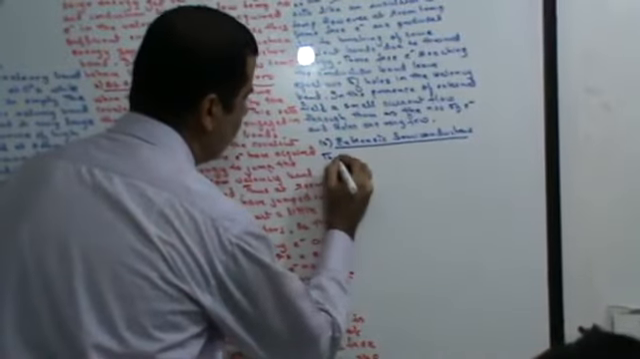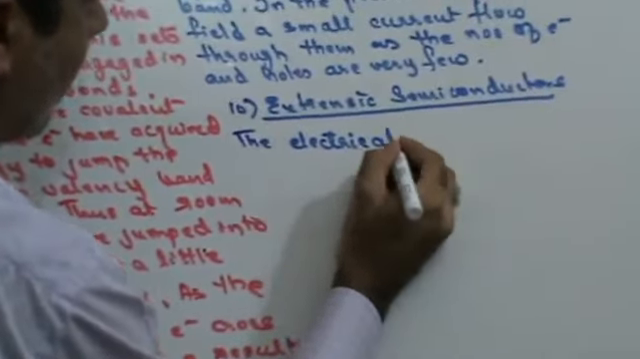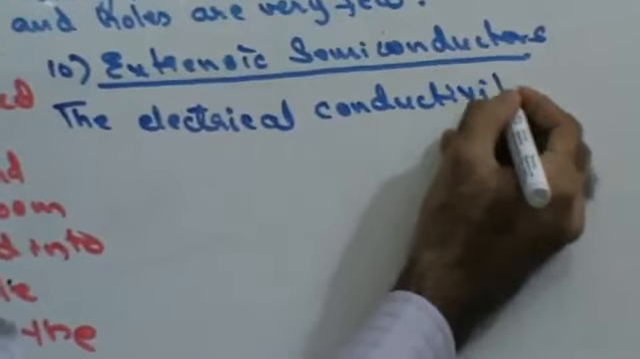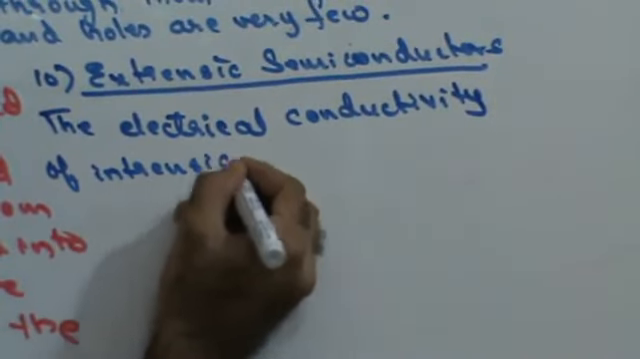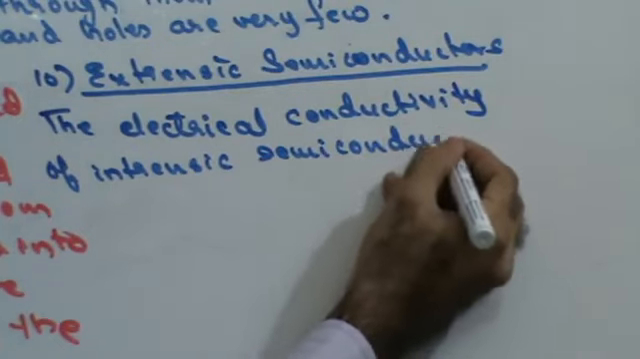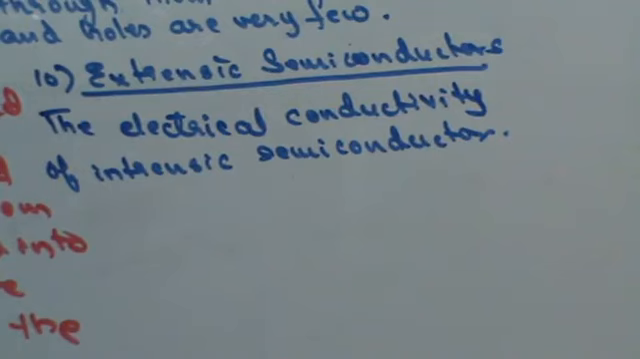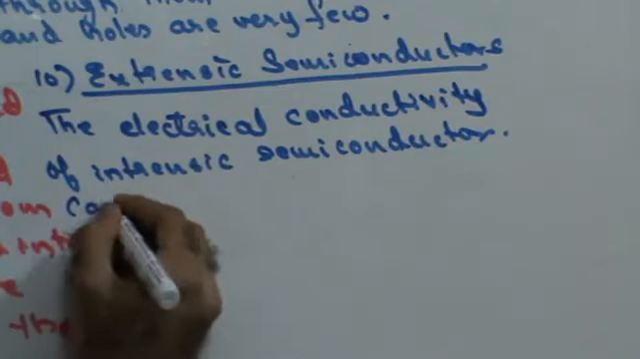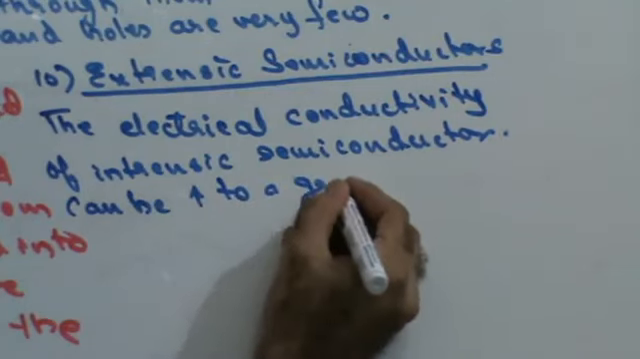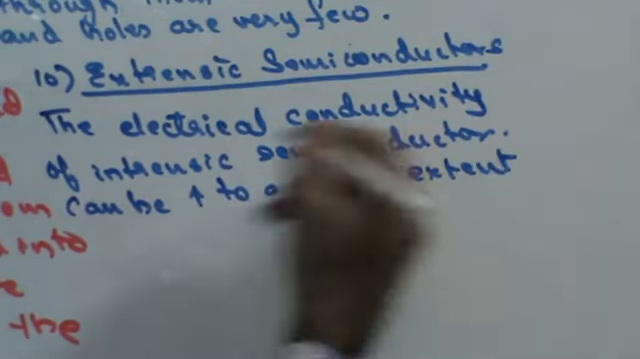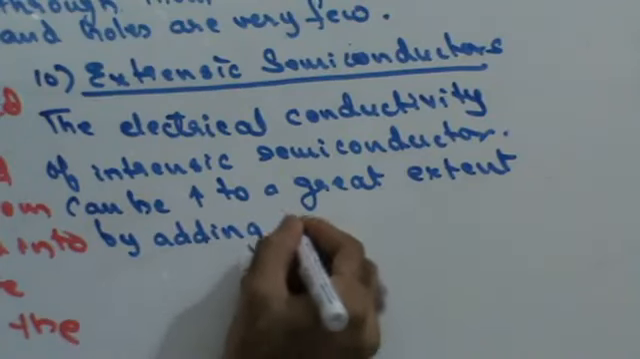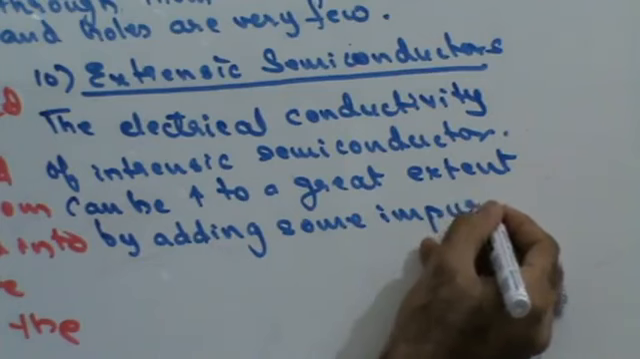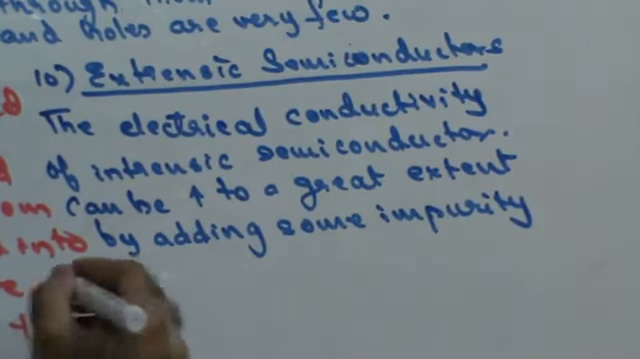I can say that the electrical conductivity of intrinsic semiconductors can be greatly increased to a great extent by adding some impurity in the process of crystallization.